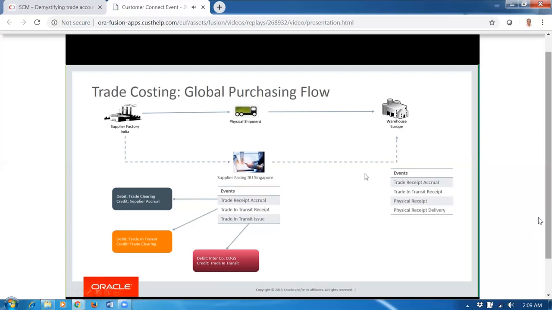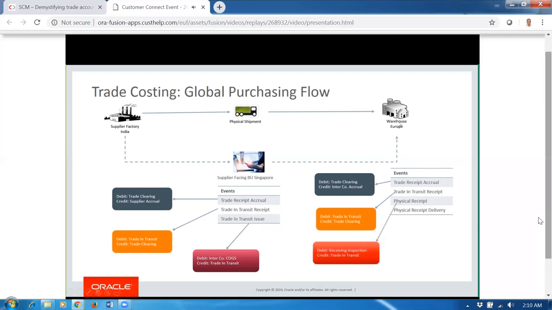So the value of the item is still in transit, and now the in transit is in the books of Europe. So you would see a trade clearing and intercompany approval, followed by a trade in transit and trade clearing. Which means the value of the in transit has now been shifted from Singapore to Europe.